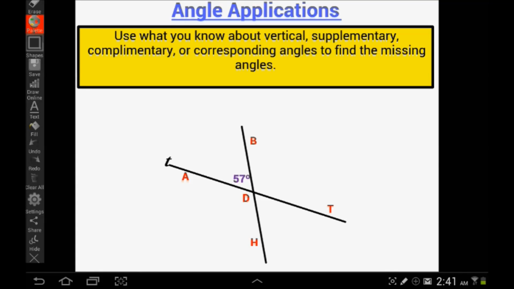In this next example, what we want to do is we want to apply our knowledge of vertical angles to help us figure this out.